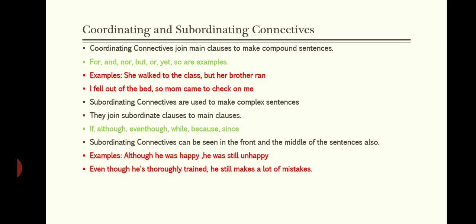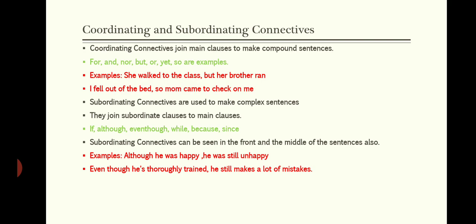Then coming to the sentences in red: she walked to the class but her brother ran. So in this sentence, but is the connector. That is, but is a coordinating connective. It is coordinating between two main clauses. Main clauses means independent clauses that have independent existence. She walked to the class. That is an independent clause. Her brother ran. That is again an independent clause. So we are joining two independent clauses with the connective but.